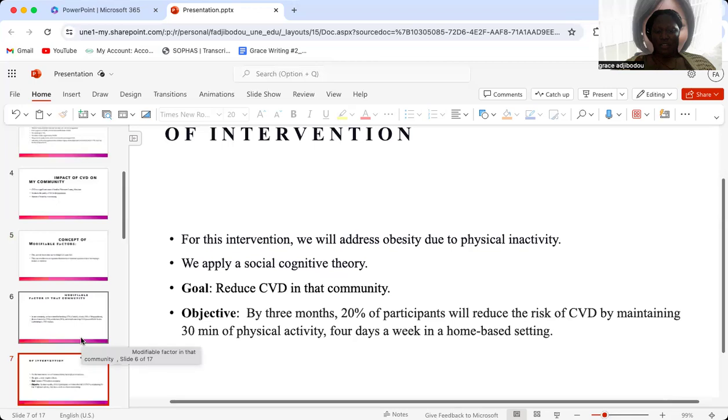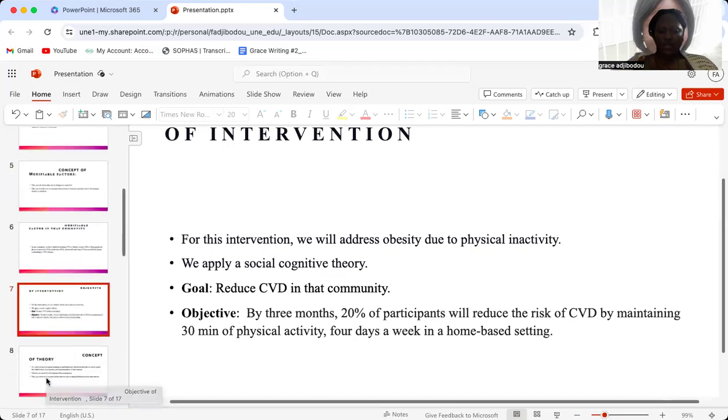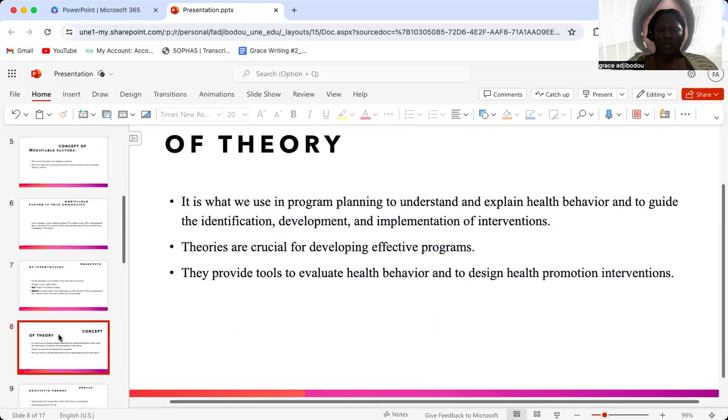For our intervention, we will be addressing obesity due to physical inactivity as a risk factor, and we will be using social cognitive theory. What we call theory is what we use in program planning to understand and explain health behavior and to guide our development and implementation of intervention.